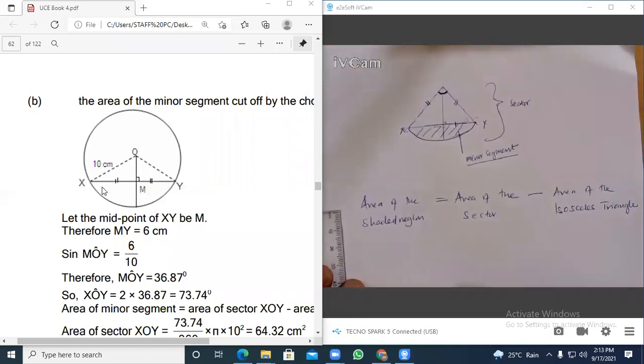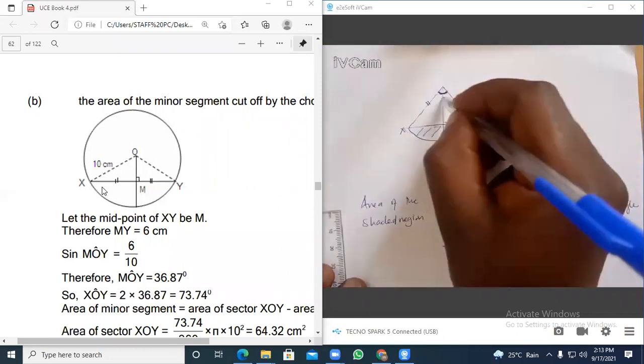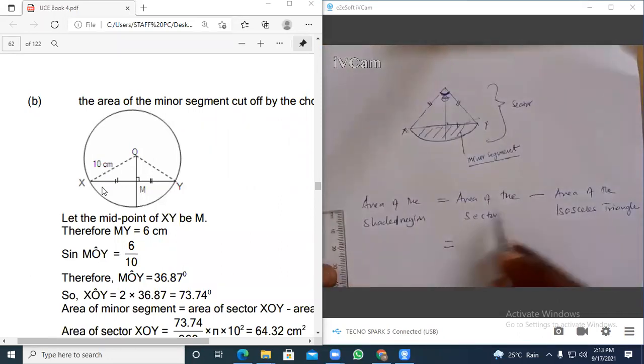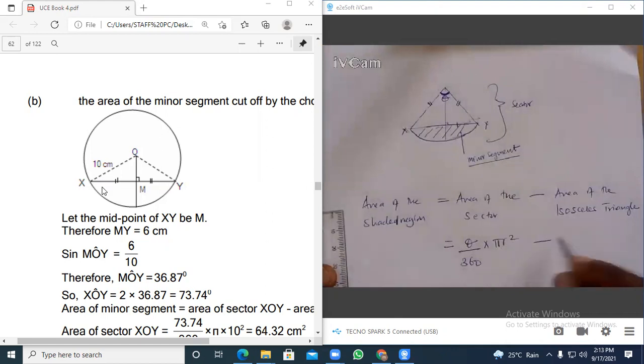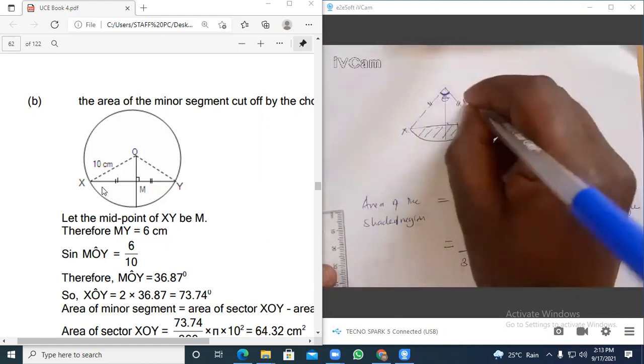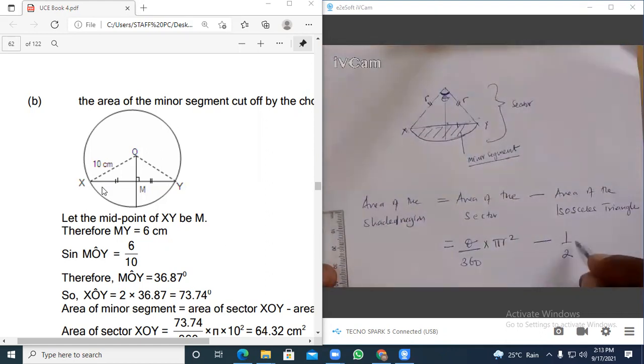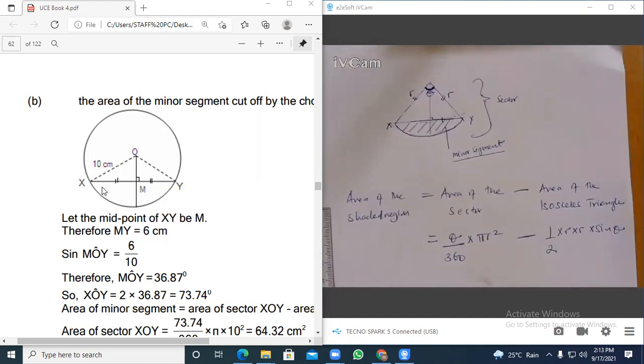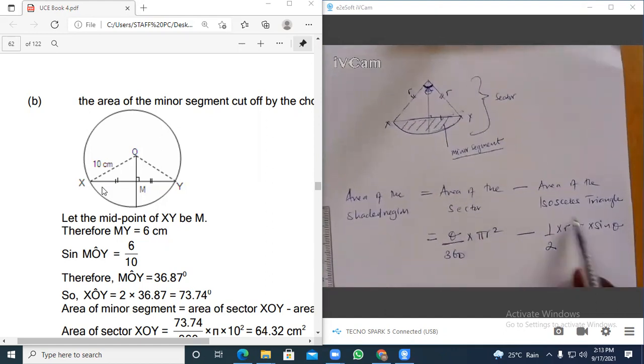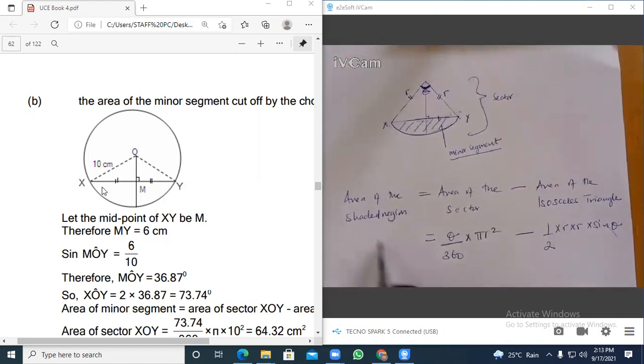Okay, and the area of the sector is given by, if this angle is theta here, theta out of 360 times pi r squared, whereas the area of the isosceles triangle is given by a half. This is radius and this is radius. It will be a half times radius times radius times sine theta. And when you get the answer to this and the answer to this, and you subtract, you get the area of this shaded region.